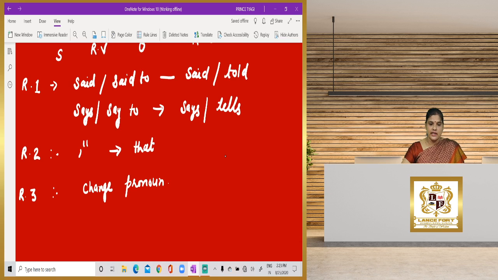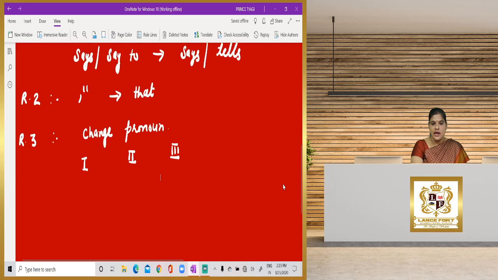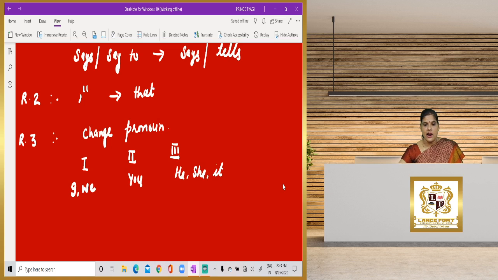As you know, there are 3 persons: first person, second person and third person. And which words come in first, second and third person? As you must know, I and we are first person, you is second person, and he, she, it and they are third person. Suppose in your reported speech you see the words I and we, they will be changed according to the subject. It means it will change according to the speaker.